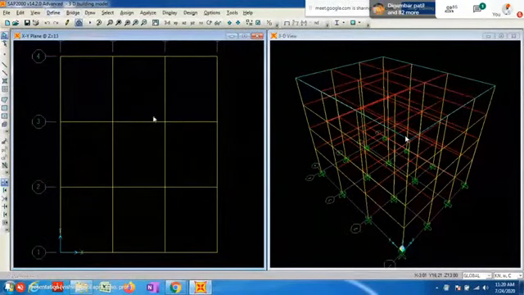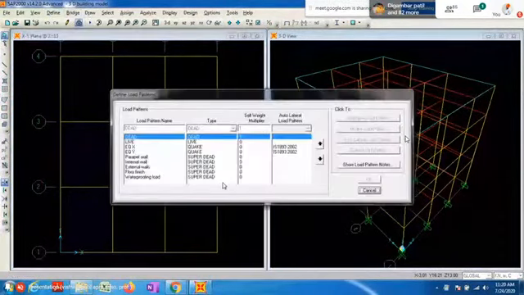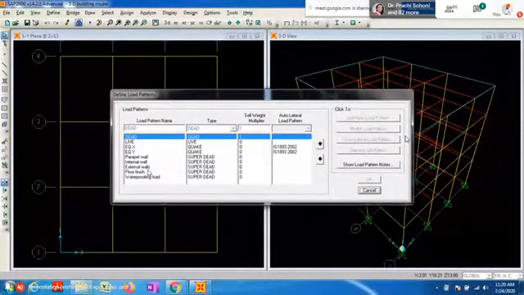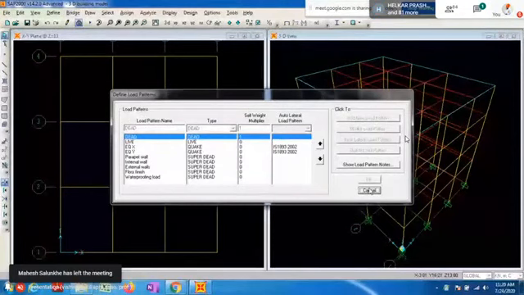See here. So live load is applied, then parapet load, internal wall, external wall, floor finish, and waterproofing. All these loads are already applied. Okay, that is one change.